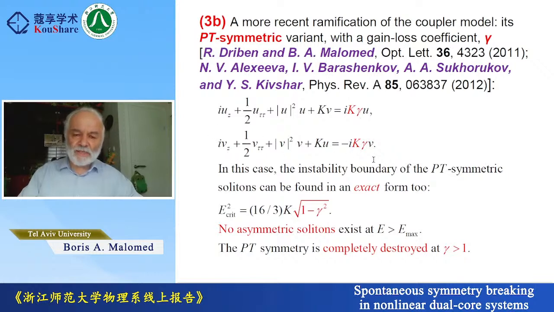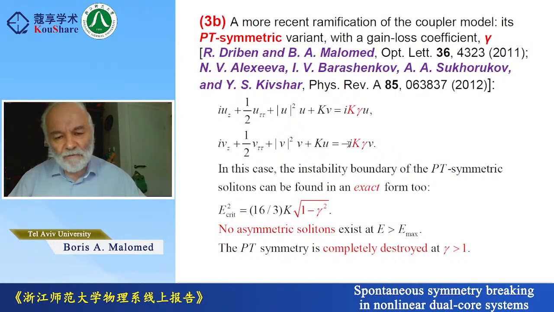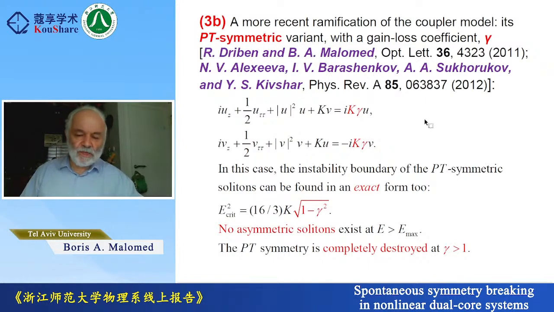Simultaneously, we assume that in the parallel core we have the loss, the dissipative term with coefficient minus gamma. And they are still coupled linearly by the same pair of terms as we discussed before. Now here, a non-trivial problem is, first of all, that only PT symmetric solitons can exist. In this case, it's quite obvious that, unlike what we discussed a few minutes ago, asymmetric solitons should not exist. For what reason?